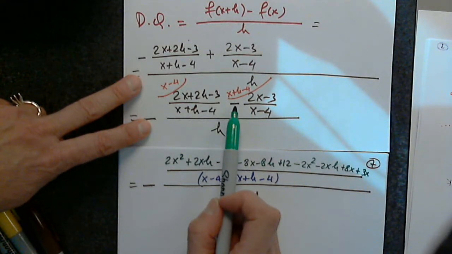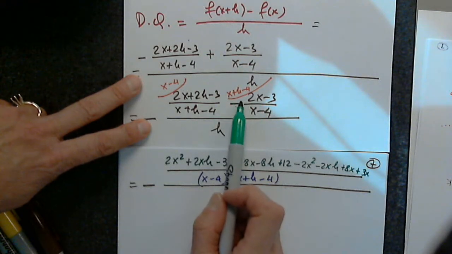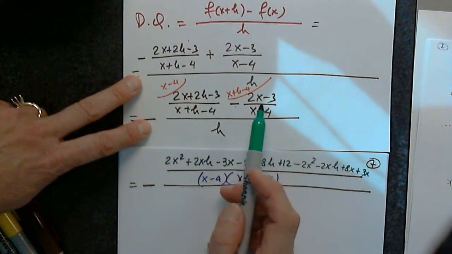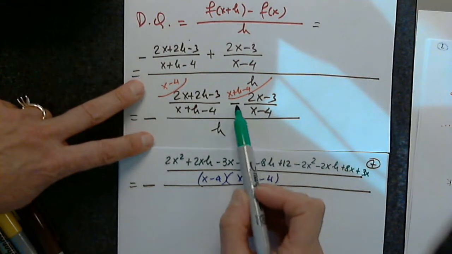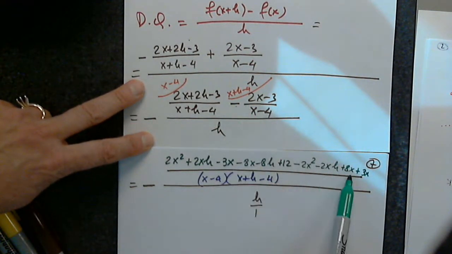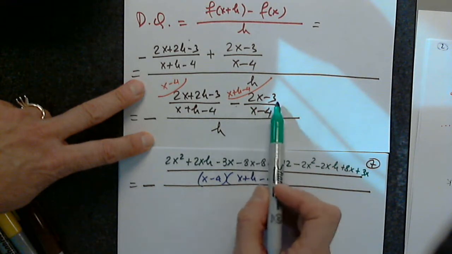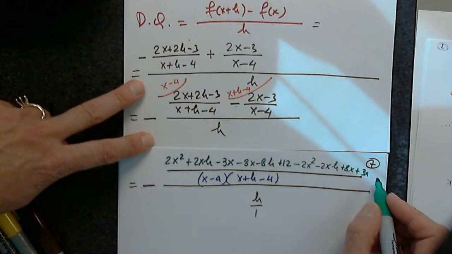So let's do this again. Negative times 2x. Oh, I missed that. It may happen to me. So negative 2x squared, okay, negative 2xh, and then positive 8x. And then positive, because negative 3 times negative 1 is positive 3, 3x plus 3h minus 12.